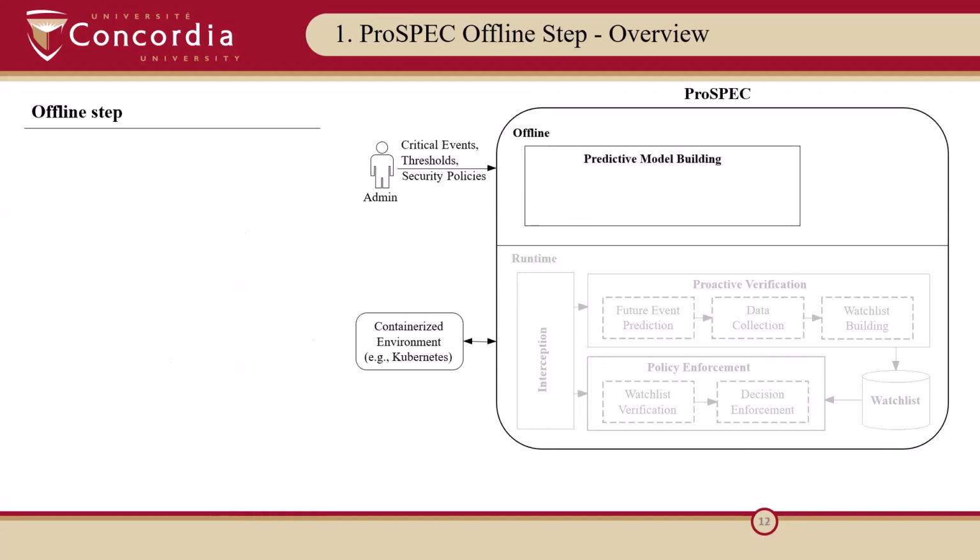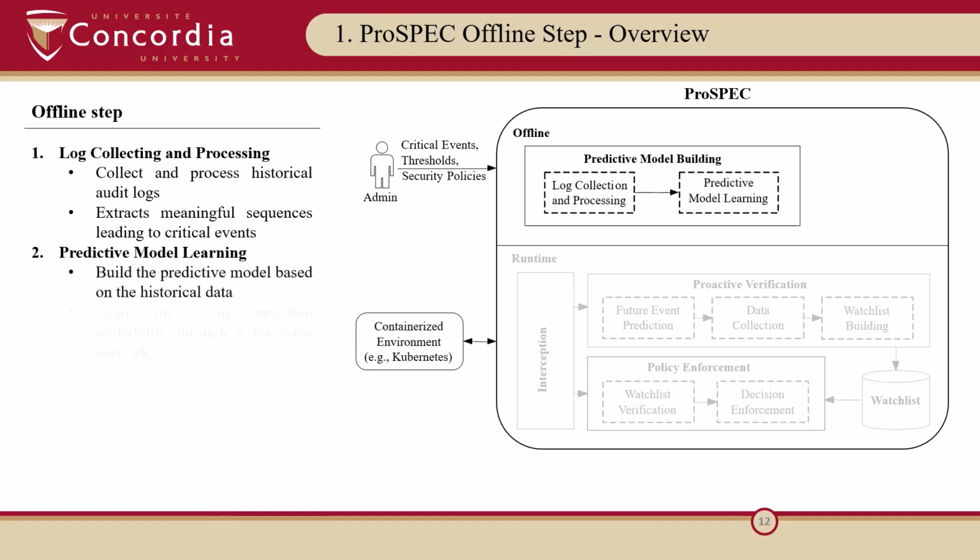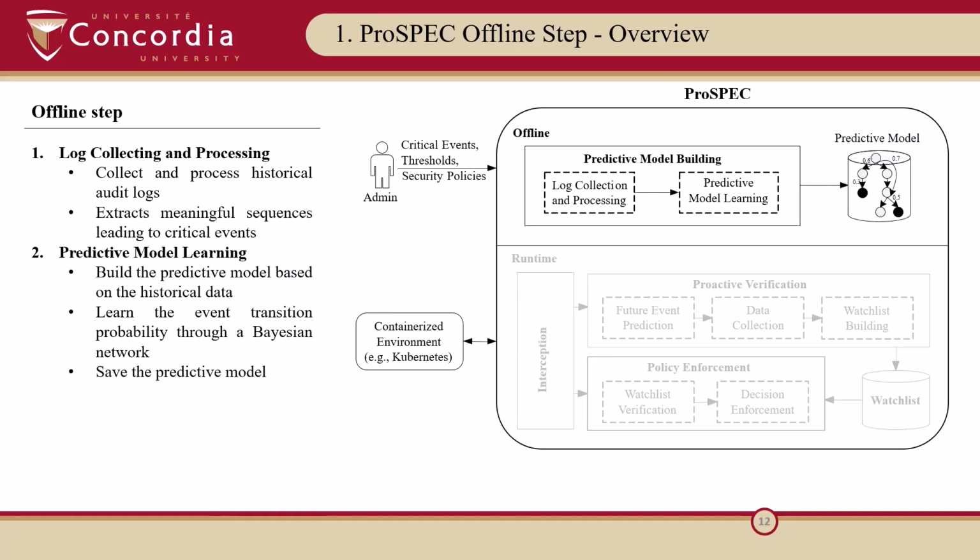For the offline step, the first part is, of course, to build the predictive model. For that, we first collect the logs of the Kubernetes cloud, and we process them and extract meaningful sequences that lead to events we know are going to have a security issue, which we call critical events. For instance, the service creation that I showed you earlier, which can lead to policy bypass. Then, of course, we need to create the actual predictive model. So we use a Bayesian network to infer the predictive model with the events, and we save it into a database.